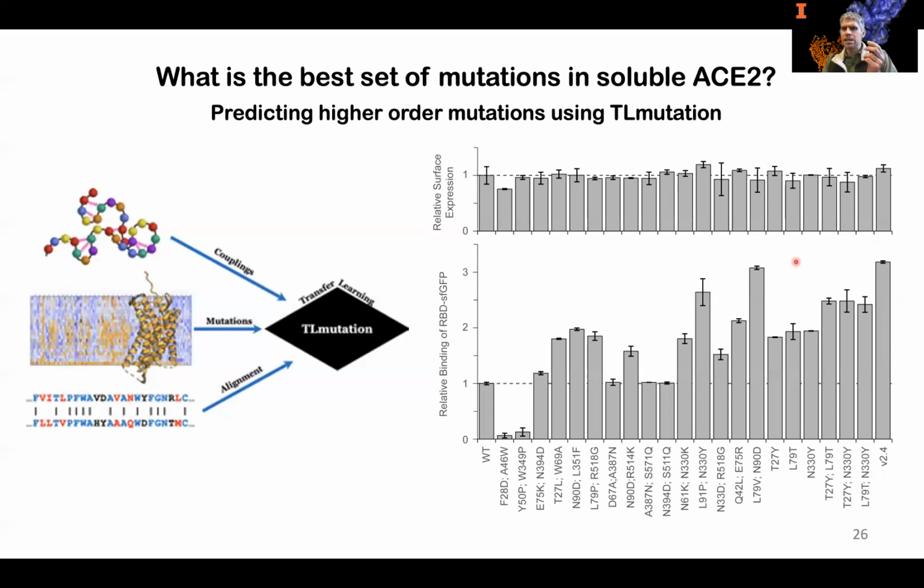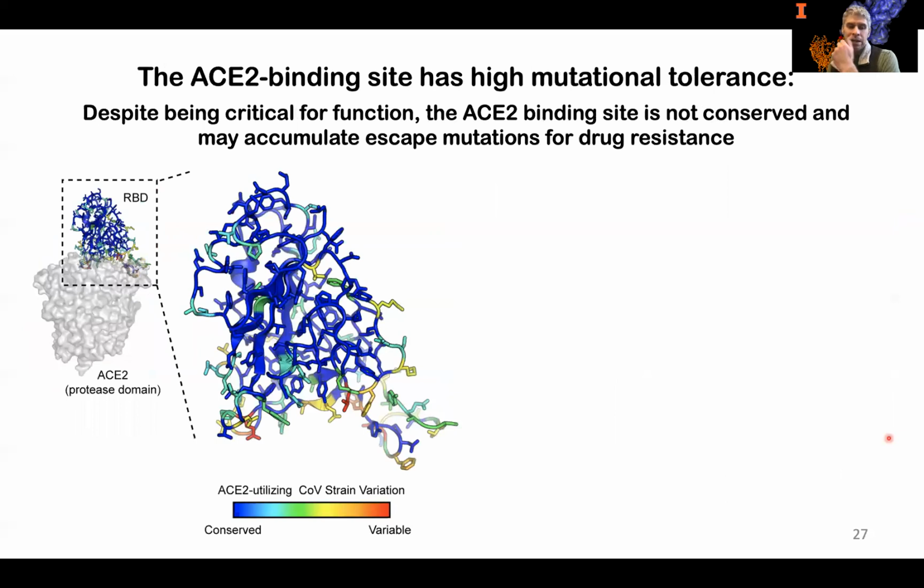And what you can see is that human intuition also does very well. There are a couple of double mutants from TL mutation which are comparable to our favorite triple mutant. However, for reasons that have to do with immunogenicity, we prefer our triple variant. So human intuition is good. TL mutation is also pretty good, but this remains our favorite decoy receptor, which we are advancing.